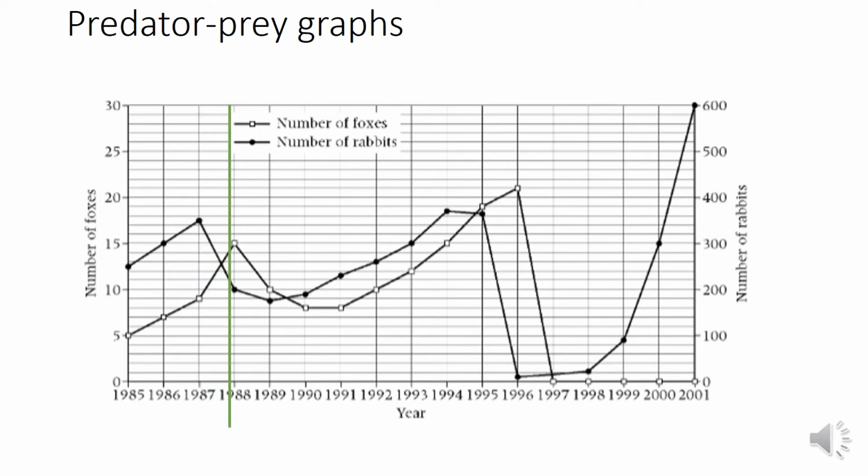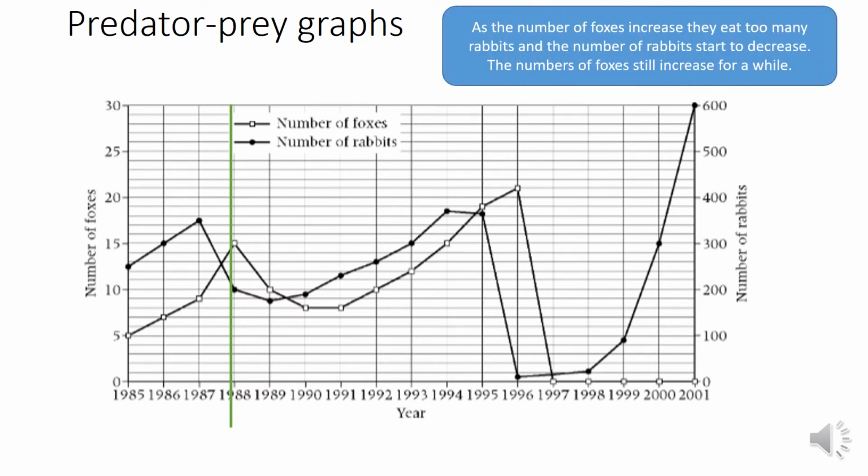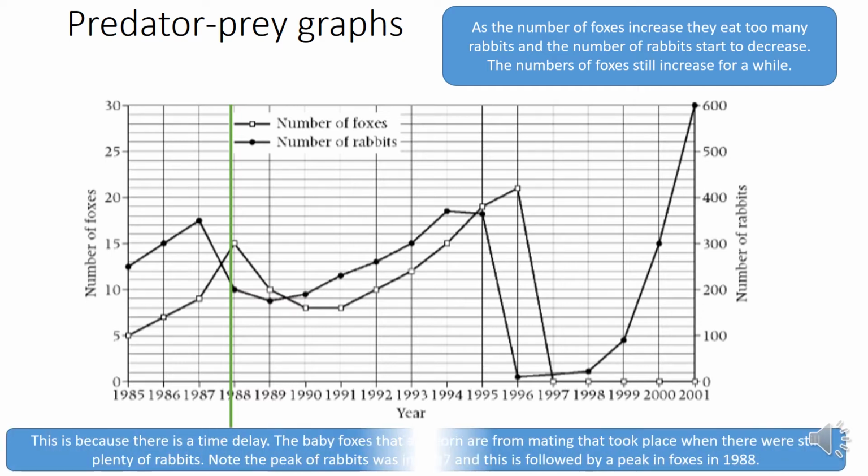Then what happens from 1987 to 1988 is that those lines no longer follow the same pattern. In 1987, as the number of foxes increased, they started to eat too many rabbits, and so the numbers of rabbits started to decrease. The numbers of foxes still continue to increase for a while, and that is because on these graphs there is a time delay.